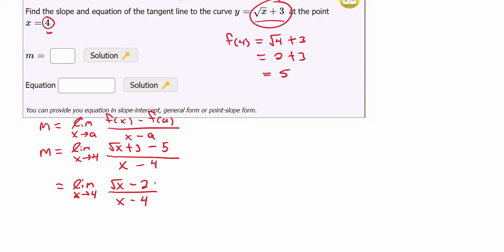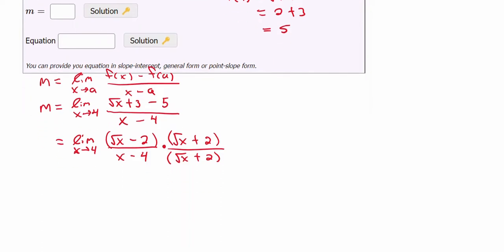So what we're going to do here is rationalize this thing. It's a little bit opposite because usually we rationalize the denominator, but let's try rationalizing the numerator. So we're going to multiply this by the conjugate pair, so we can get rid of that square root. So this will be the square root of x plus 2 on the top and the bottom.